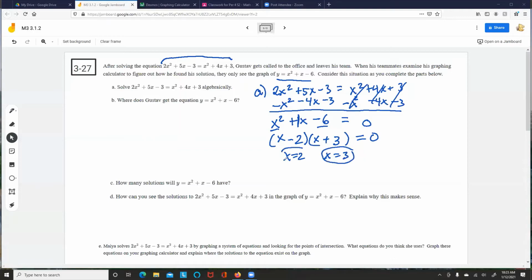Now we need to check what about these solutions, you guys? See if they're extraneous. Right, so we have to see if they're extraneous. Let's see, solve this algebraically. So that's part A. Where does Gustav get this equation from? So this is the equation he got. Where did he get this from? Do we see this in our problem somewhere?